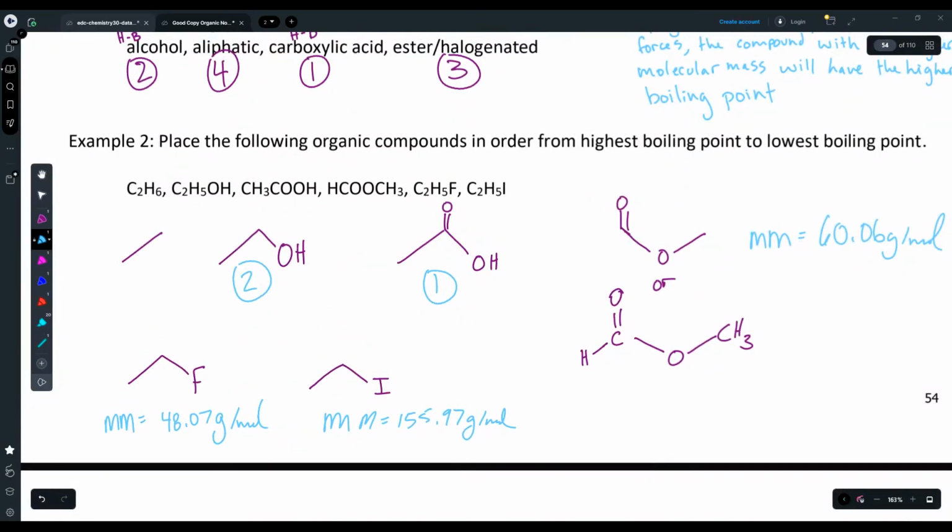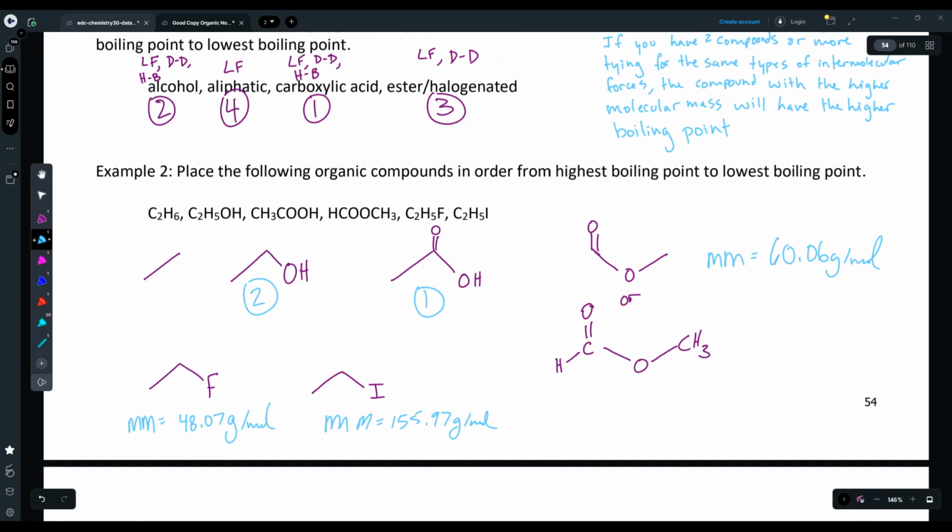Okay, so looking at the molar masses, this compound has the highest molar mass out of the 3 that are tied, so I'm going to go 3, and then this one has the next highest molar mass, so 4, and then this one has the lightest molar mass, so that's taken care of, and then our last substance is going to be ethane. Okay, so those are now all arranged according to boiling point from highest to lowest.